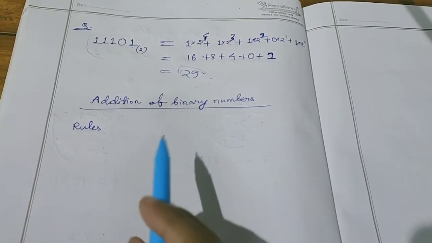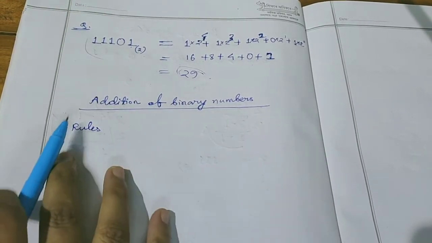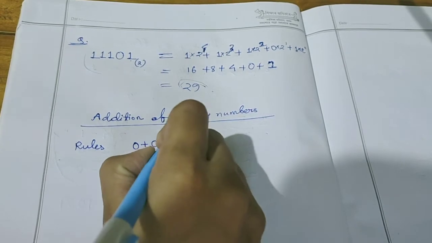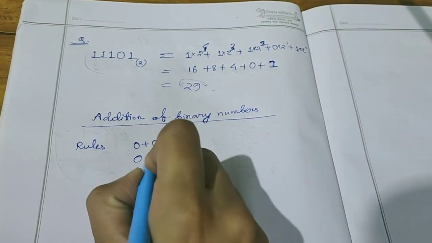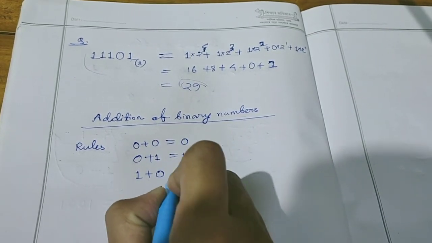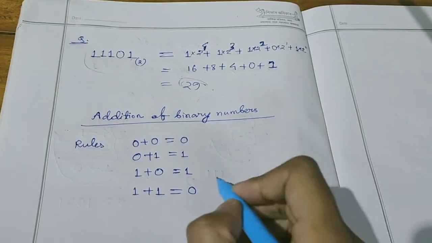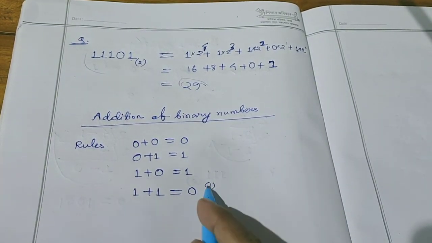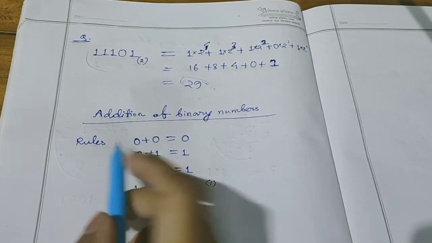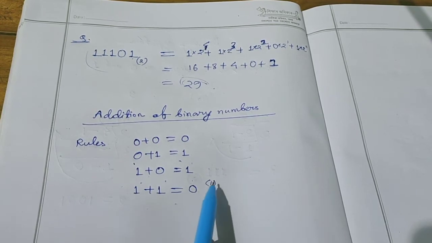Then let's learn addition of binary numbers. There are some rules of addition in binary system. The rules are 0 plus 0 equals 0, 0 plus 1 equals 1, 1 plus 0 equals 1, and 1 plus 1 equals 0, but 1 will be carried. So these are the rules of addition in binary system: 0 plus 0 equal to 0, 0 plus 1 equal to 1, 1 plus 0 equal to 1, and 1 plus 1 equal to 0, and 1 will be carried.